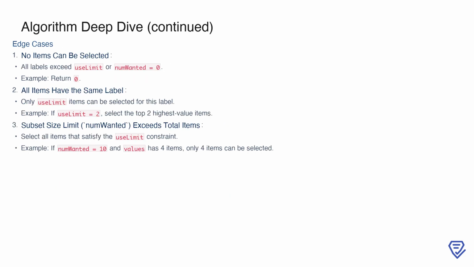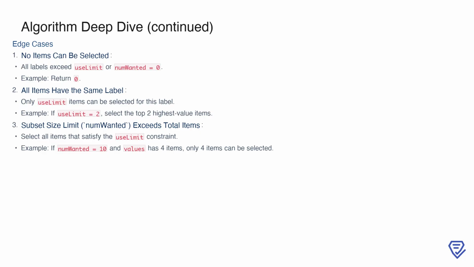While the algorithm is robust, it's important to consider edge cases to ensure correctness in all scenarios. One edge case is when no items can be selected. This could happen if all labels exceed use limit or if number wanted is set to 0. In such cases, the algorithm should return 0 as no items are eligible for inclusion.